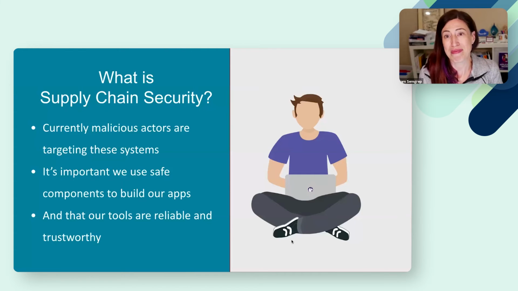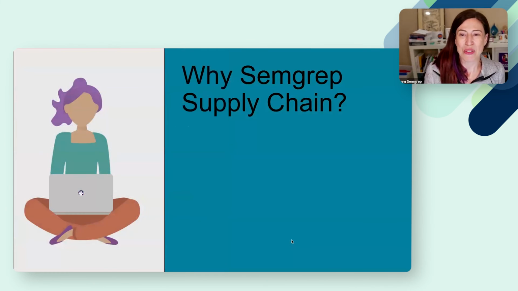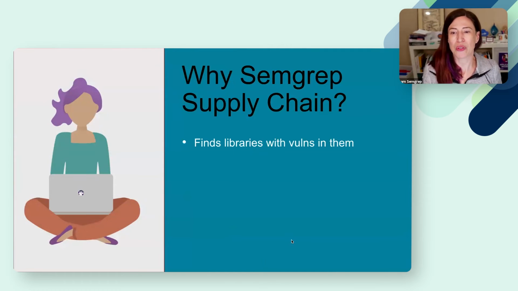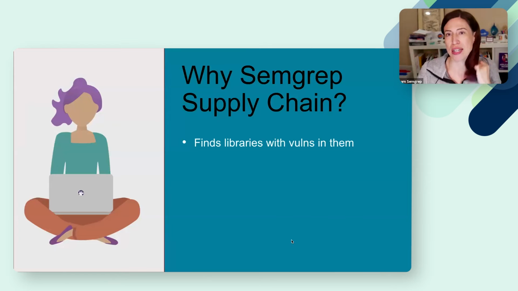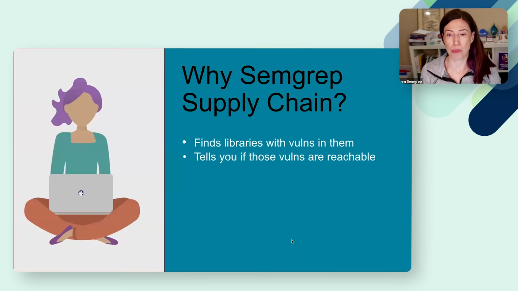So, why Semgrep Supply Chain? They're expanding on the tool, adding more functionality all the time, but I'm not allowed to tell you what's coming. It finds libraries that are in your app and third-party components, third-party code that have vulnerabilities in them. And it tells you, hey, these ones have vulnerabilities.